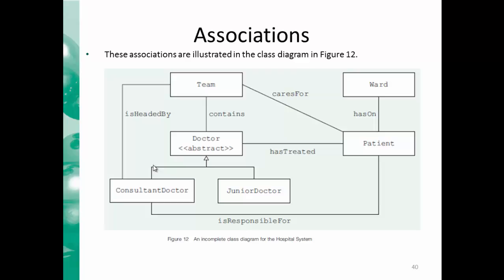Now, this conceptual class diagram has no multiplicities. I have no idea about how many teams are caring for how many patients, no idea how many doctors are in a team, and so on. So to complete the class diagram, I need also to decide about the multiplicities in the diagram.